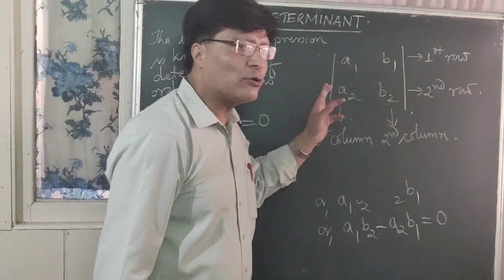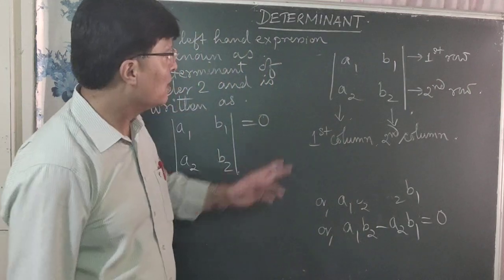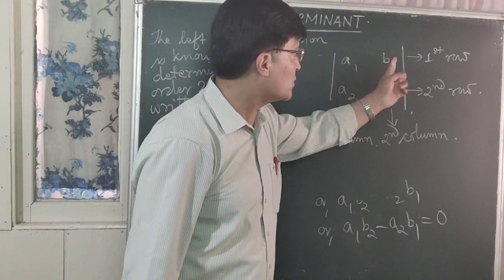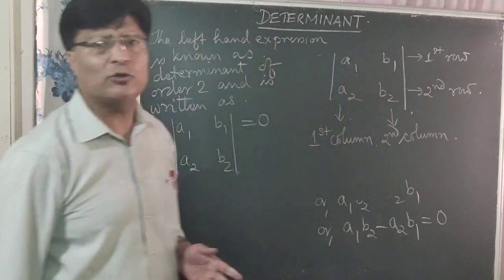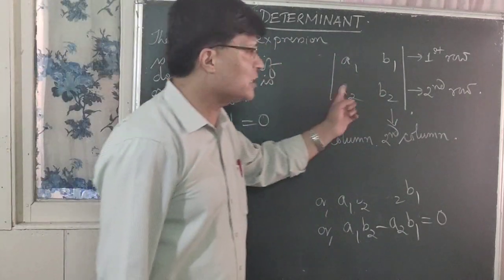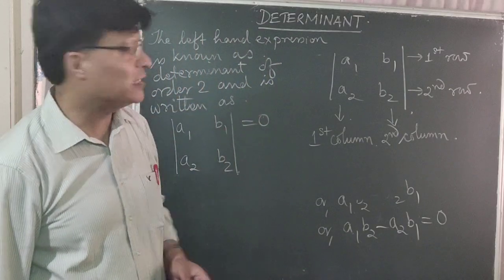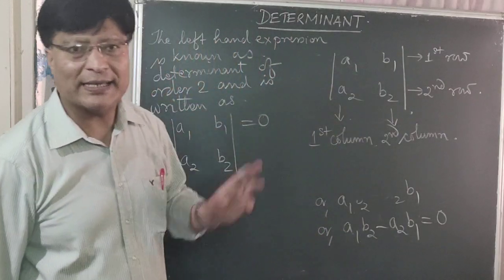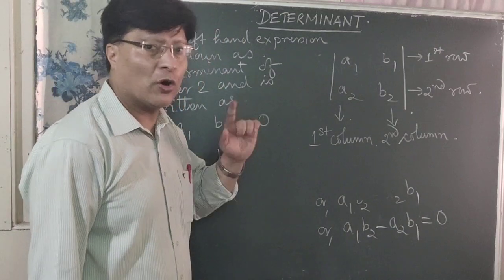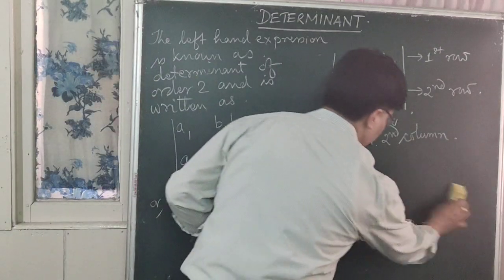So how many rows and how many columns are there? There are 2 rows, the first row and second row, and there are 2 columns, the first column and second column. So this determinant is known as determinant of order 2, or 2 cross 2.